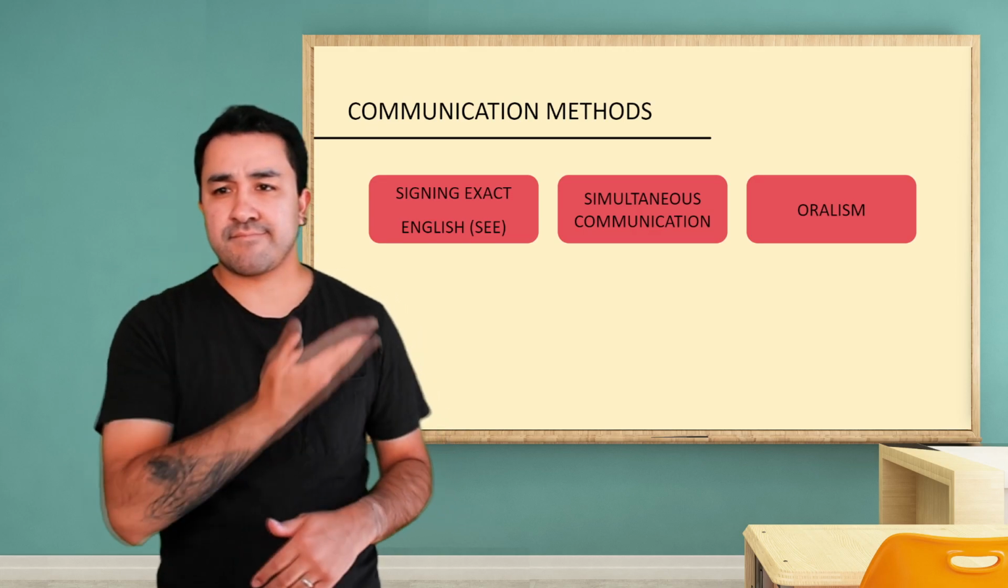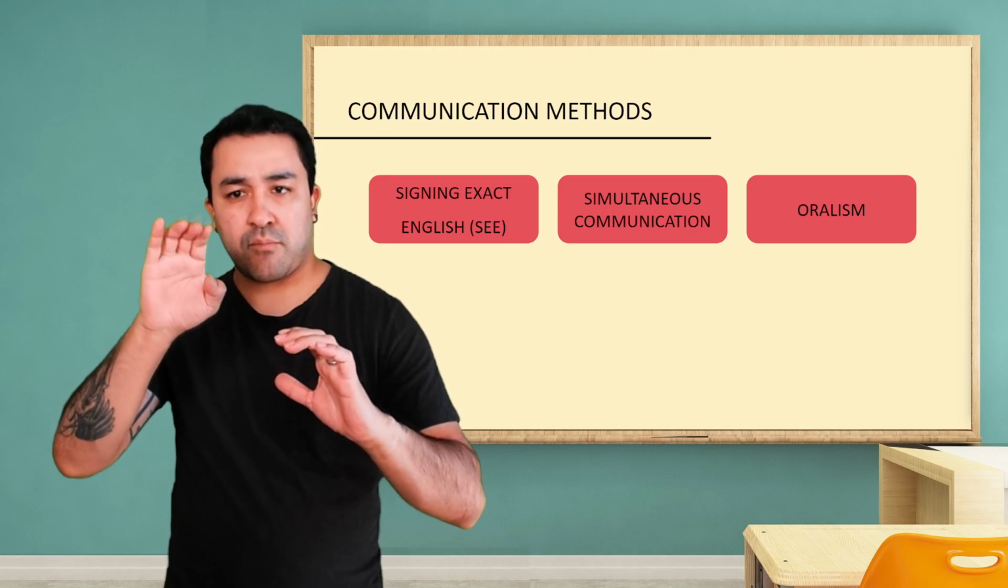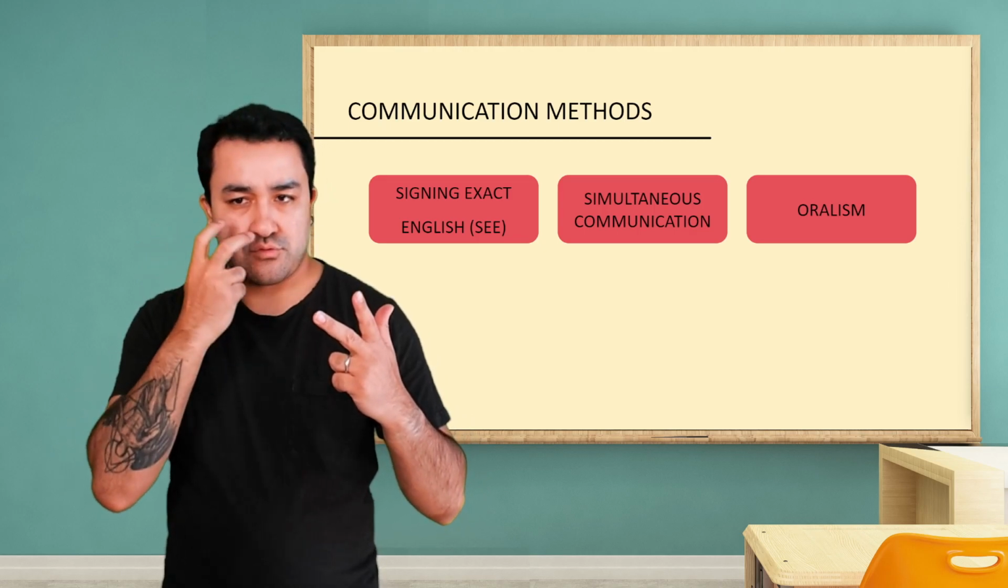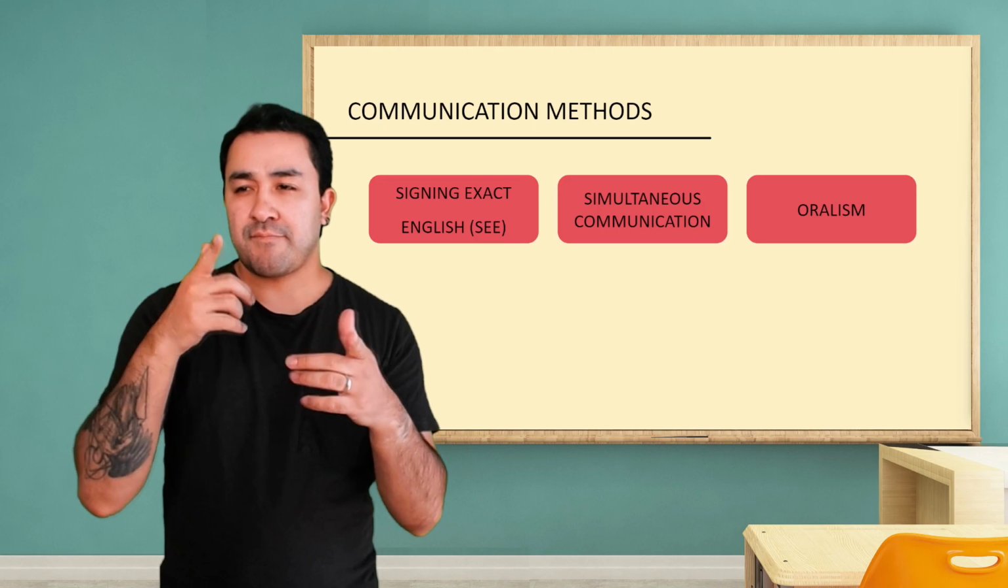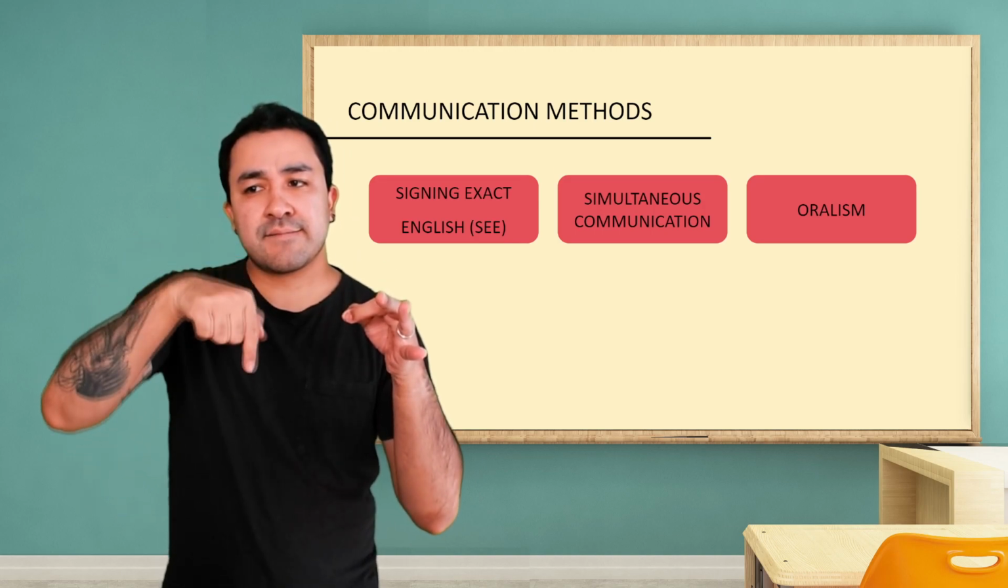Previously, you have learned about signing exact English, simultaneous communication, and oralism. This video will quickly discuss these 3 methods. If you need a more in-depth lesson, please check the description box below, which should have links to the appropriate videos.